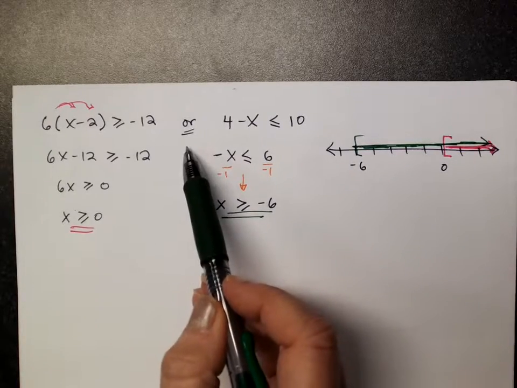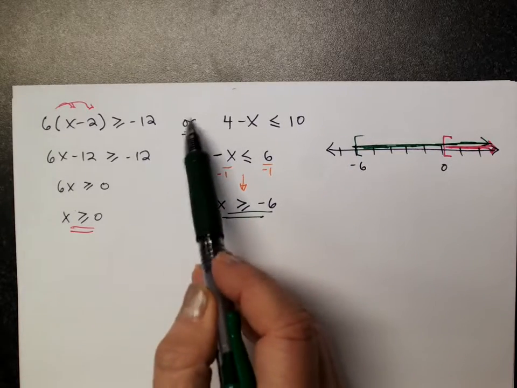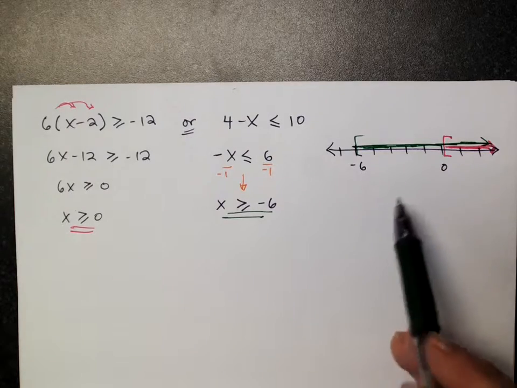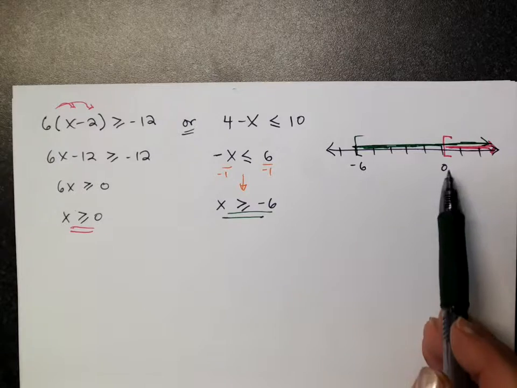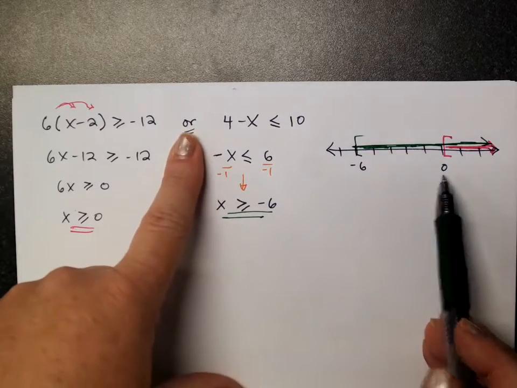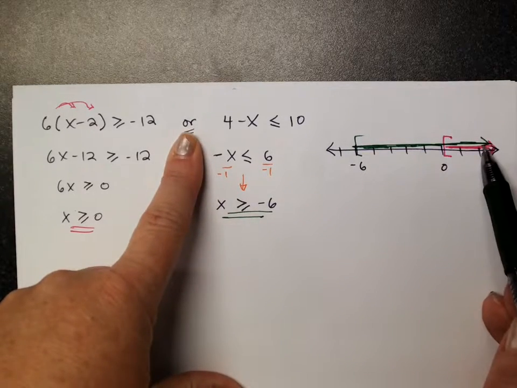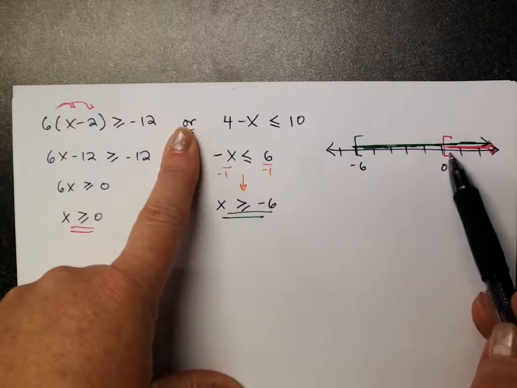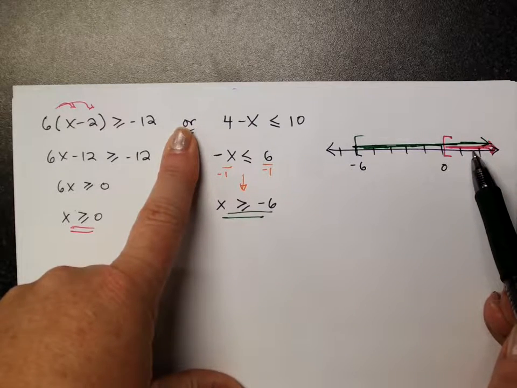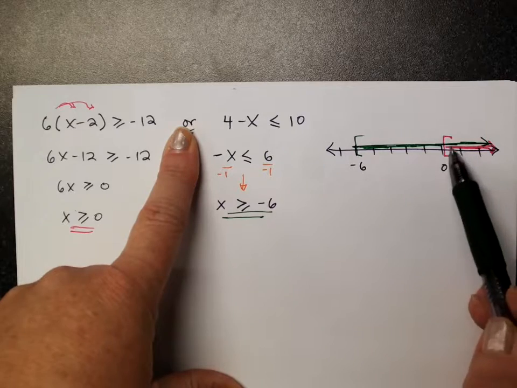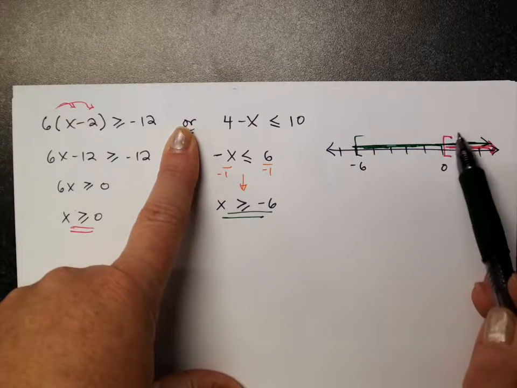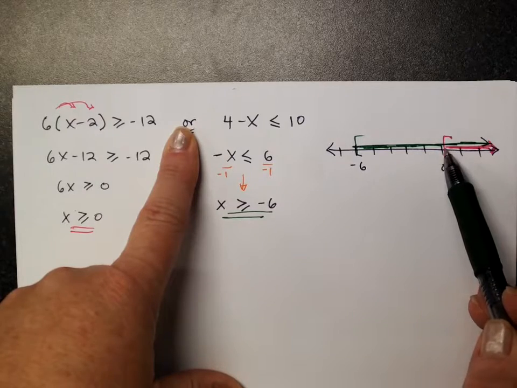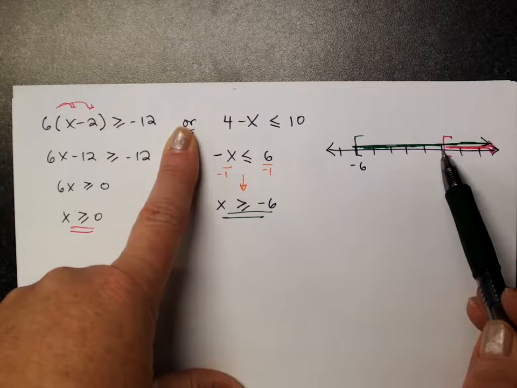Not with the word or. If this were the word and, then where would our solution start? At -6 or at 0? At 0. If this were the word and, our solution would start where they overlap, which is 0. And if this were and, would 0 be included? Yes, because it's true for both the green and the pink, because this is a bracket here. Now, if this were a parenthesis, then we would start at 0, but 0 wouldn't be included.